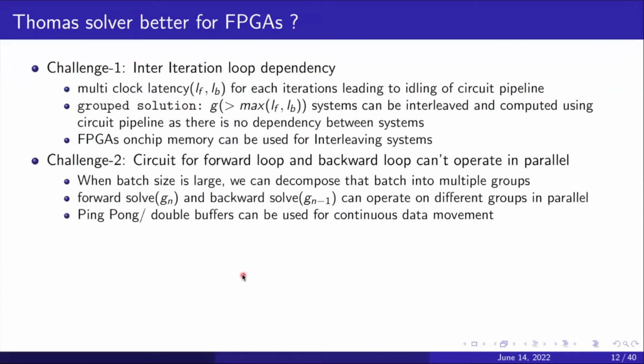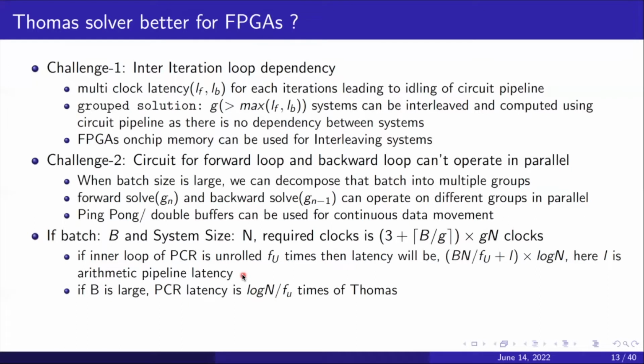The second challenge is that the circuits for the forward loop and backward loop can't operate in parallel. When the batch size is large, systems can be put into multiple groups. In that case, the forward solve and backward solve can process different groups, Gn and Gn-1 respectively. Parallel execution of the forward and backward loops on FPGA will require ping-pong or double buffer-based data movement.